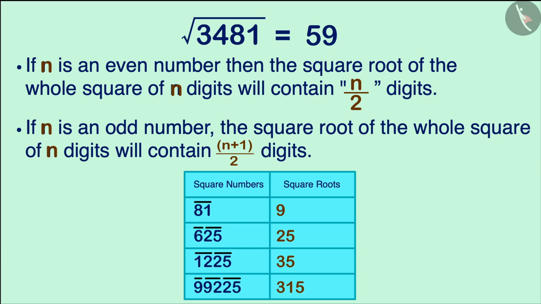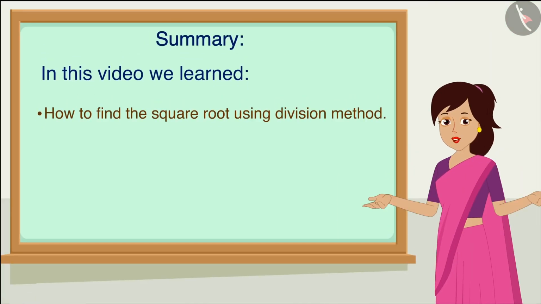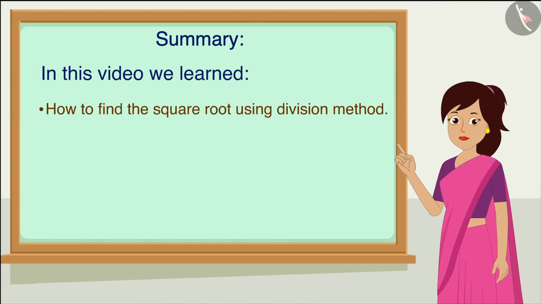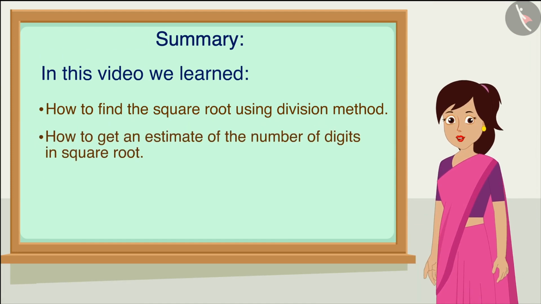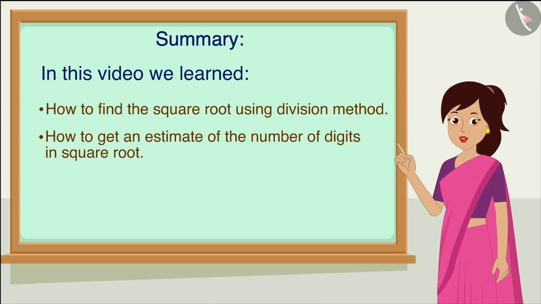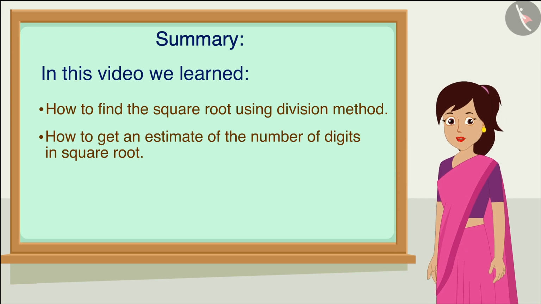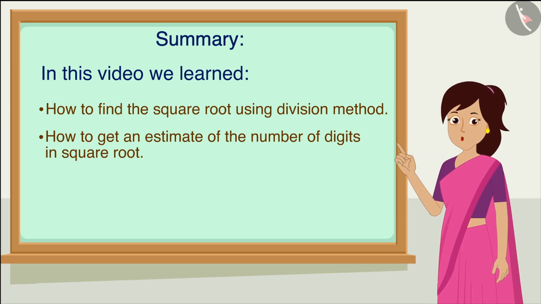In this video, we learned how to find the square root using the division method and how to get an estimate of the number of digits in the square root of a perfect square number. In the next video, we will see some examples related to it.